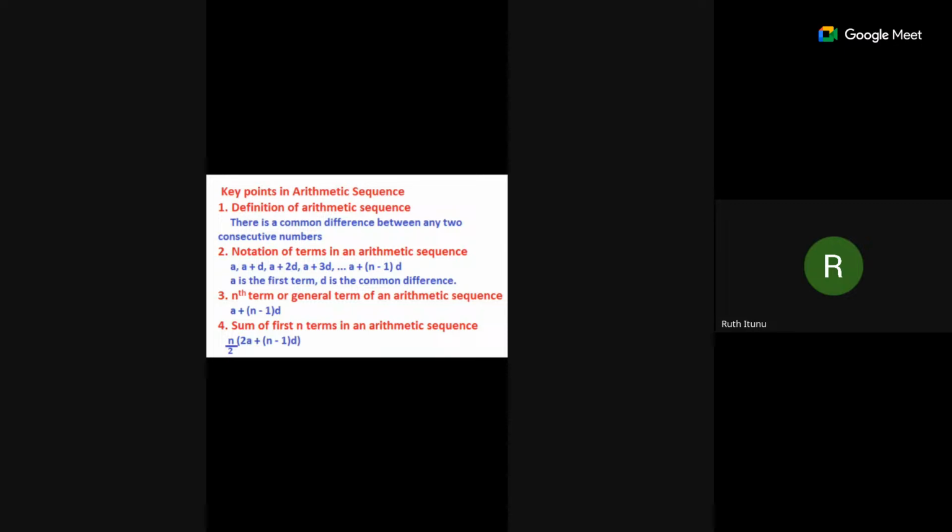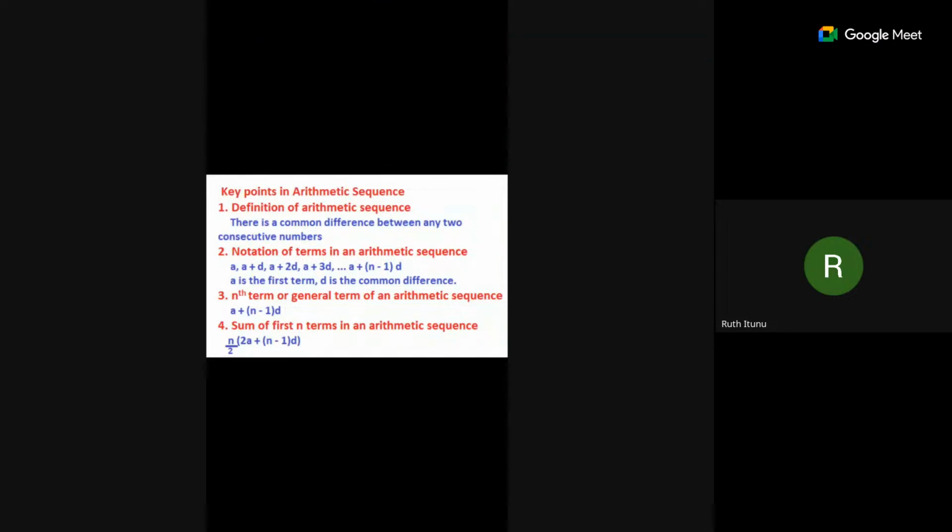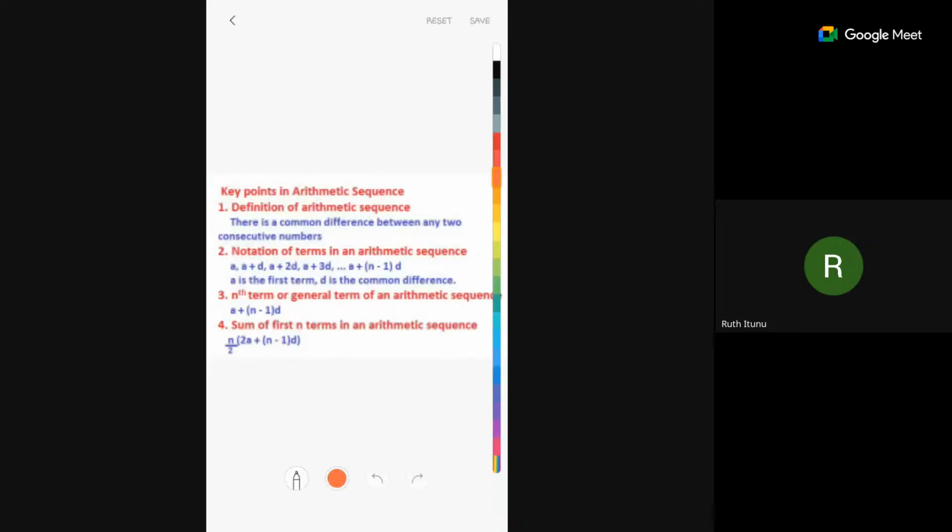Then anytime we want to talk about the first term, we use A for first term. So under your AP, which is arithmetic sequence, we make use of two letters, which is very important: A and D. That is what we use mostly under AP. The A means the first term, the D means the common difference.